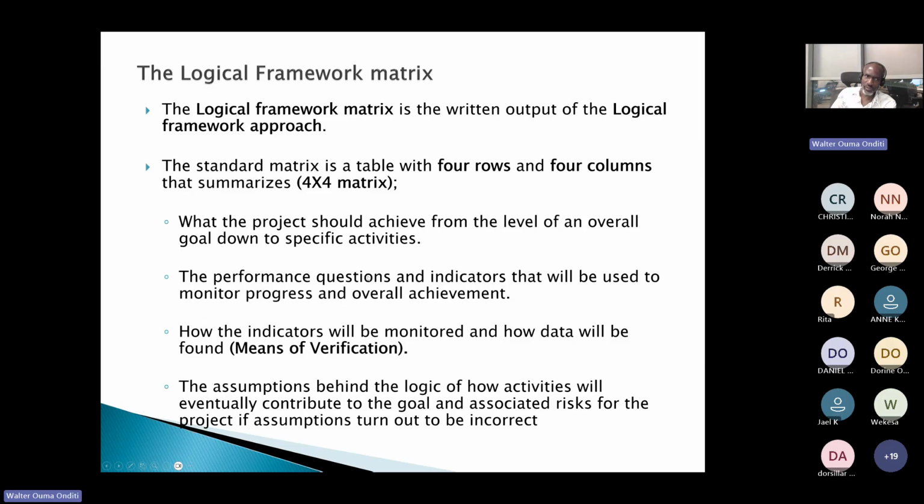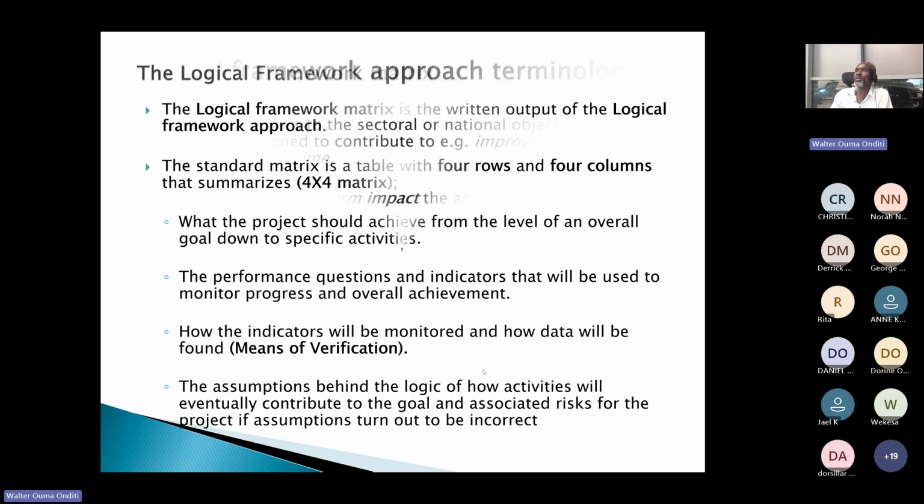The performance indicator, which is really very critical, will be used to monitor progress and overall achievement. How the indicator will be monitored and how data will be found, that is really talking about the means of verification. So the means of verification is basically referring to how they will be monitored, but more so what data, how data would be collected, and how it is going to be packaged. So if asked, how did you know this is the change, then you have to show your evidence of that. Then the assumption behind the logic of how the activity will eventually contribute to the goal, and the associated risk. We have just talked about that.